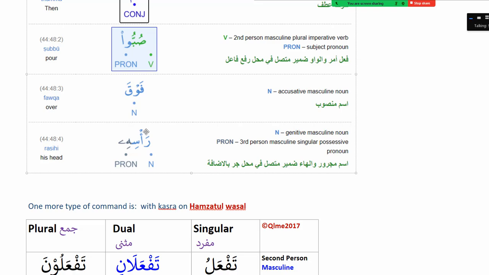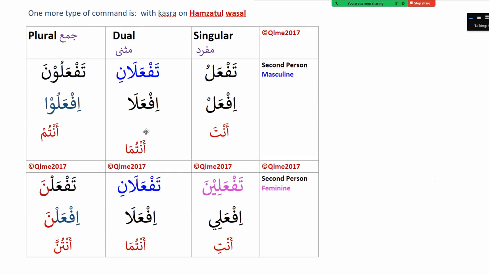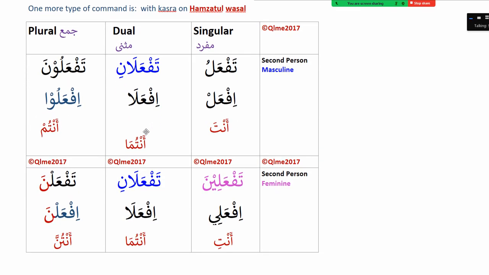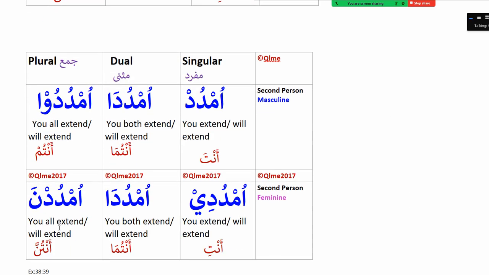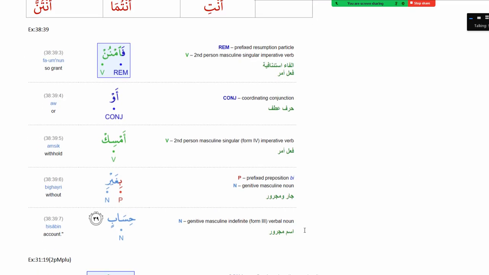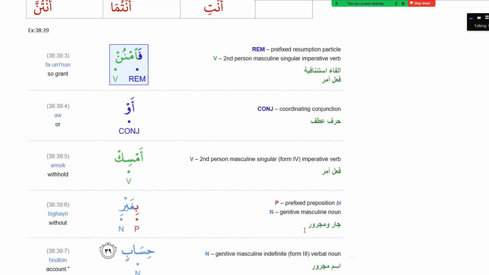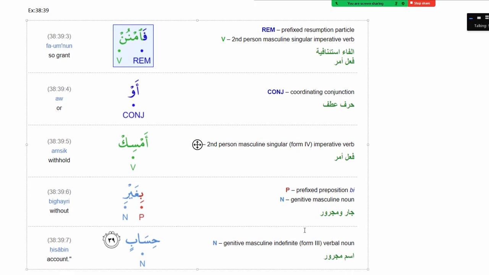What type of command is it? You're going to take the taf'alu, taf'alani, taf'aluna, تفعلين تفعلان تفعلنا, it becomes افعل افعلا افعلوا افعلي افعلا افعلنا. So in this pattern we have umdud, umduda, umdudu, umdudi, umduda, umdudna. And the example for those type of command are famnun aw amsik bighayri hisab.